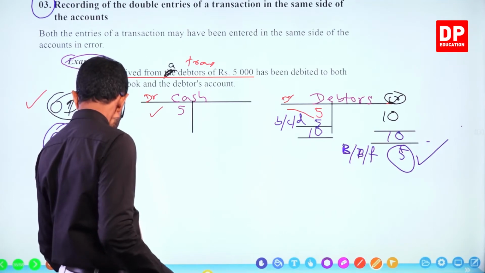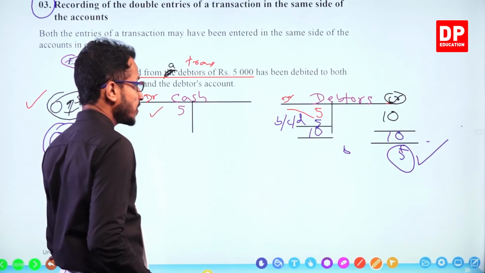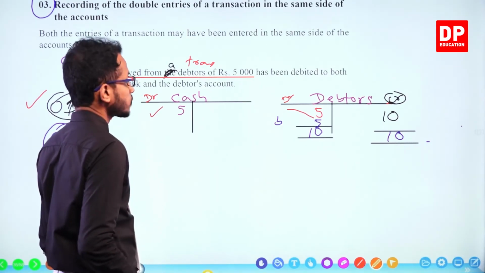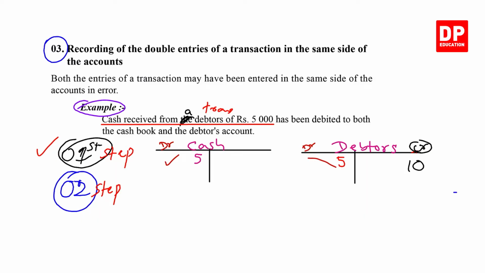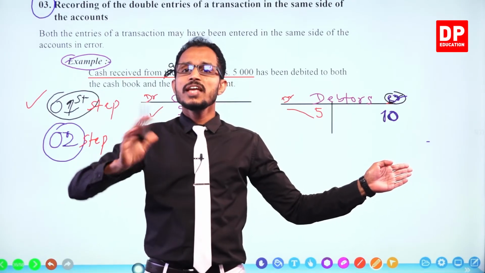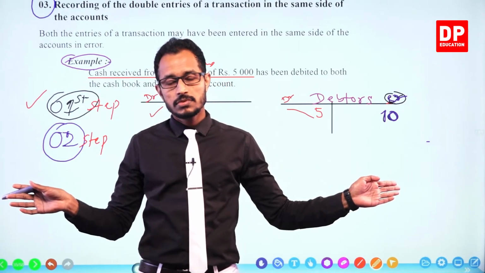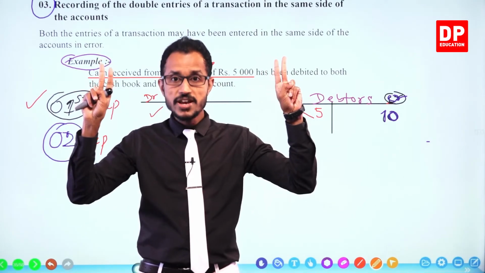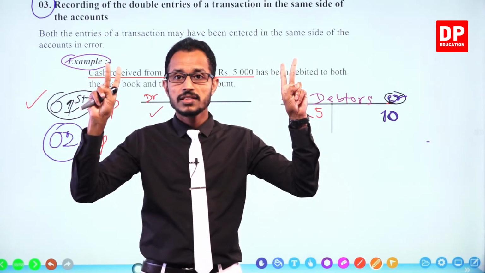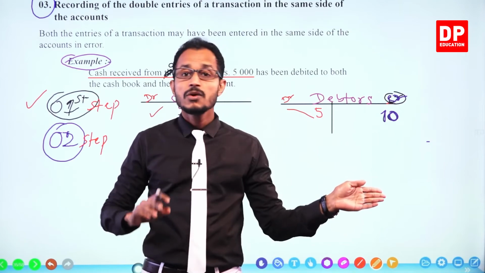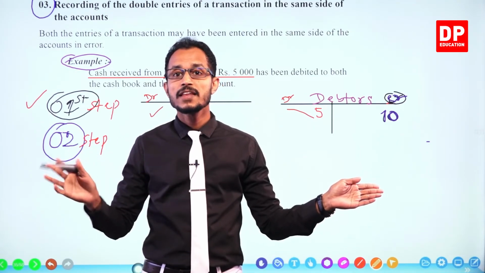What did you do to correct this error? You credited 10. That is one entry. Where do you debit this 10 now? There should be a double entry for every error. When you correct every error, there should be a double entry. You credited 10. Where should the debit entry be?